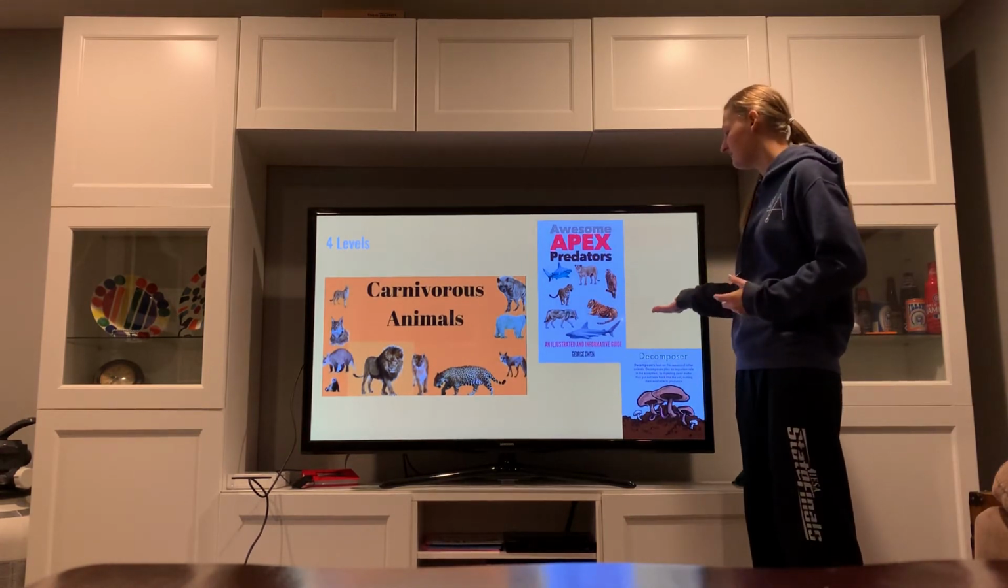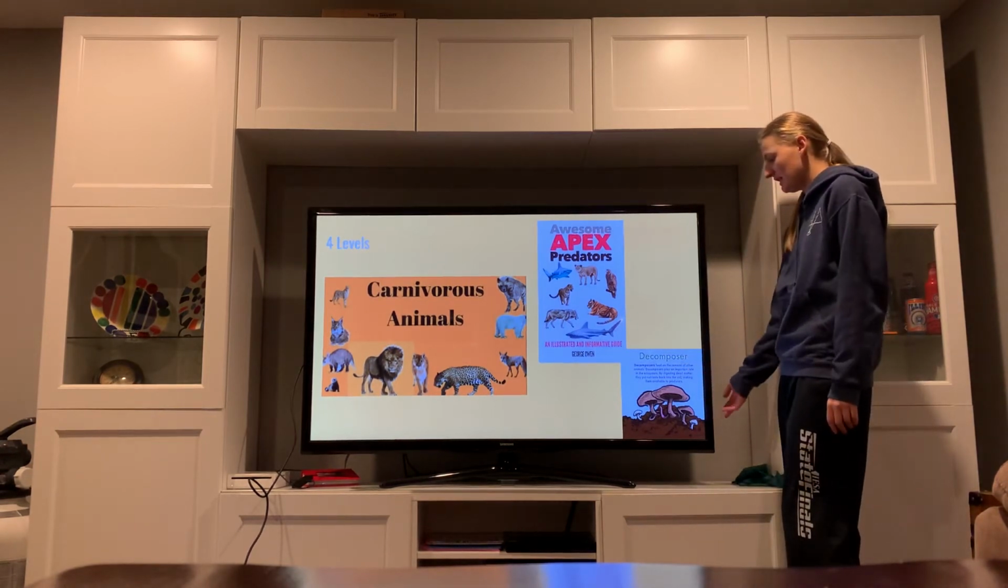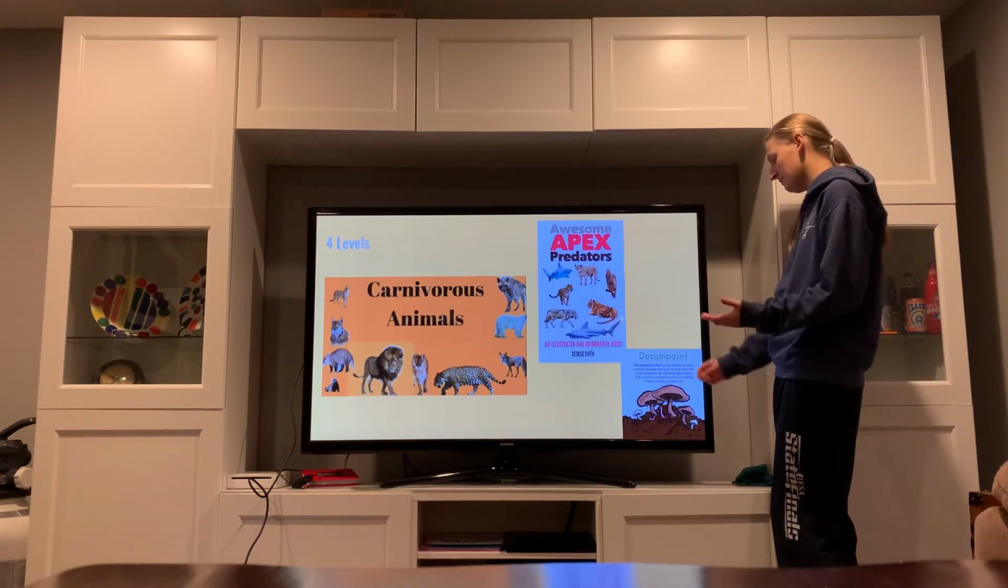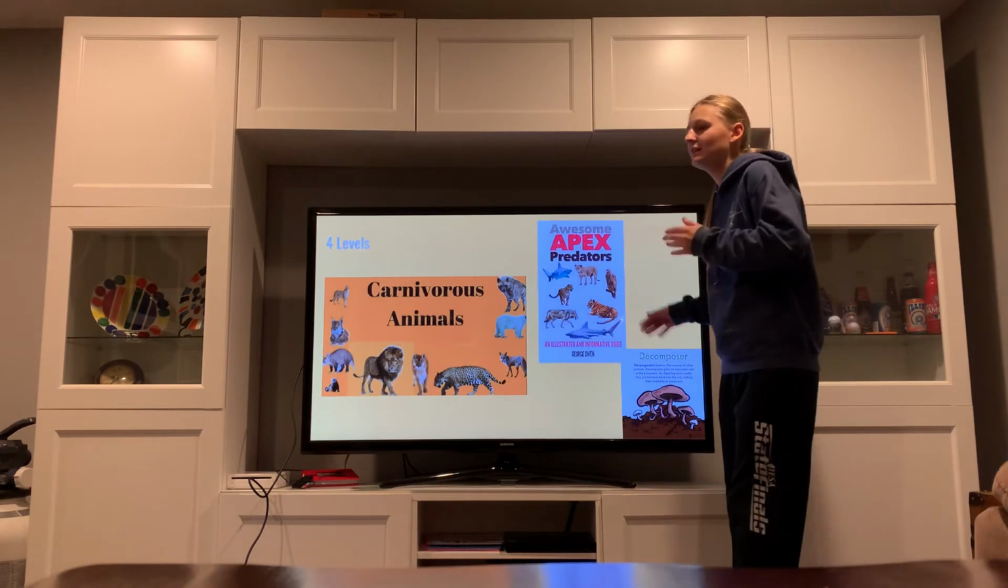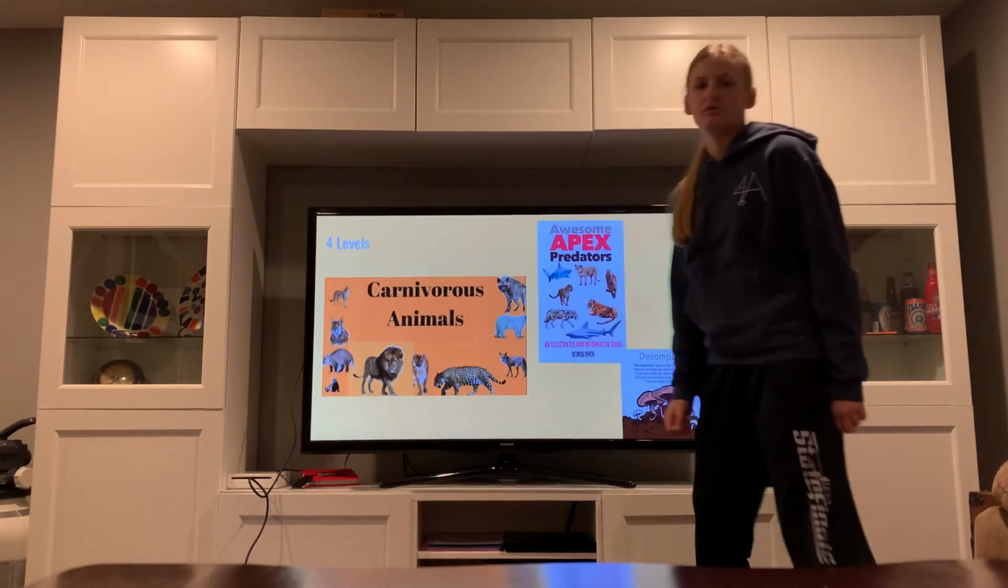And once they die, they go into the fourth step, which are the decomposers. And when they die, they go into the grass, into the plants, and make fungus or mushrooms, which fertilizes the grass, which makes the grass grow and just starts the whole cycle all over again.